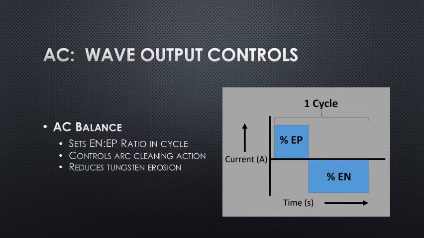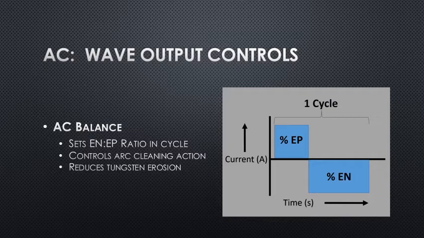Another AC output control that's very useful is AC balance, which was initially introduced in the 1970s. This control sets the ratio of electrode negative to electrode positive in an AC cycle. Increasing the amount of electrode negative, which decreases the amount of electrode positive, helps to control the cleaning action. It also helps to reduce tungsten erosion while directing most of the heat into the work so that we can get good travel speeds, excellent puddle wetting action, and still have enough cleaning action to provide a good weld.